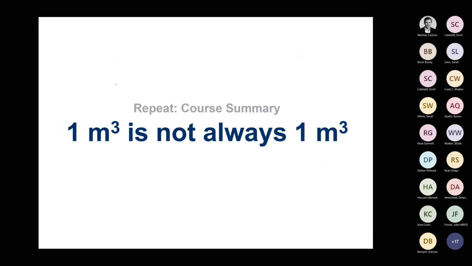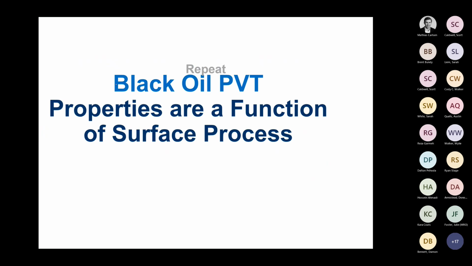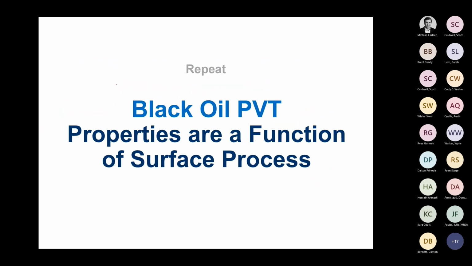And this also goes back to that context item we talked about, that 1 cubic meter is not always 1 cubic meter. We repeat that because it's important and it's very fundamental for the whole PVT concept. And again, these black oil PVT properties are a function of surface process, just not the viscosity.